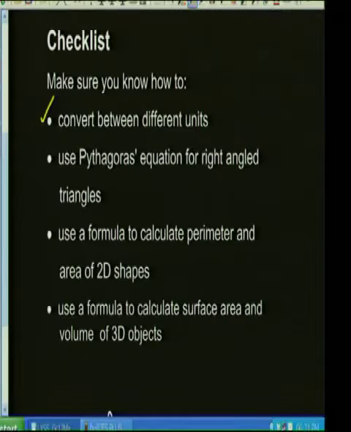We've got to be able to use Pythagoras' equation for right-angled triangles. Guys, got to know how to do that. I'm going to talk about that just a little bit later on. We've got to be able to use formula to calculate perimeter and area of 2D shapes. And then we've got to be able to use formula to calculate the surface area and volume of three-dimensional objects. Now, this whole thing of Pythagoras' theorem we're going to look at very, very quickly. So let's do that.